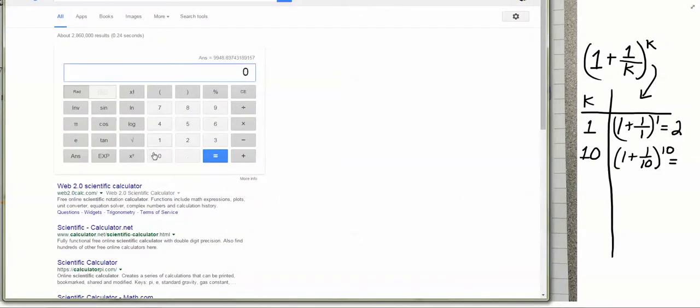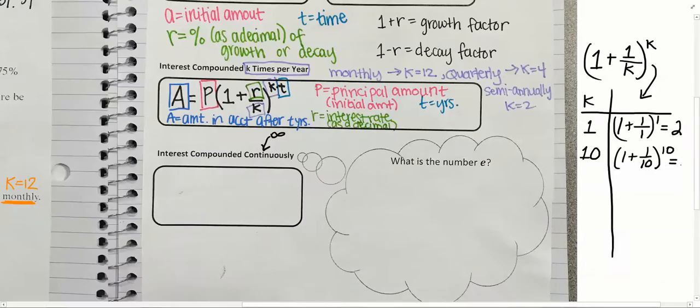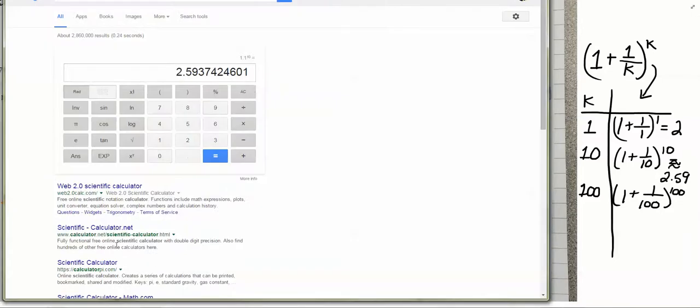Let's clear all this. 1 plus 1 divided by 10, 1.1, to the 10th power. Okay, that's 2.59 about, approximately. So if you keep doing this, let's do 100. My goal is to get to infinity, which is not really possible, but we're just going to get really, really big. Okay, so let's do 100. So same idea. 1 plus 1 divided by 100 is that. Take that to the 100th power. You get 2.705.